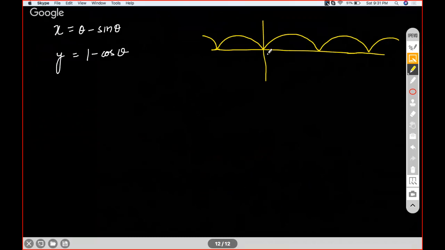Okay. What is the question asking? Find the area enclosed by one arc of the cycloid. One arc means I just need this area. Any one of them we can find out. This area I need.